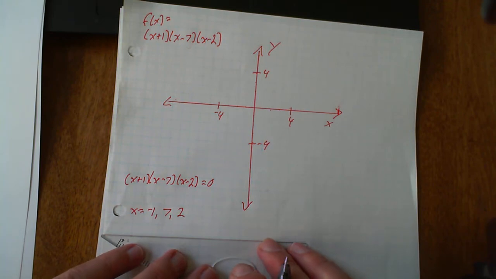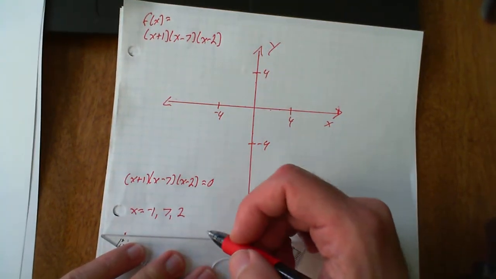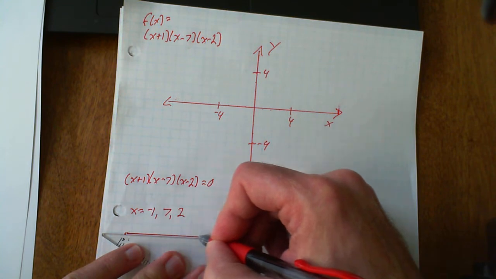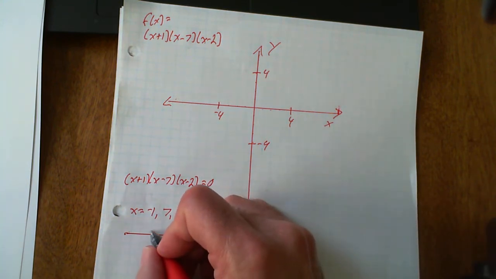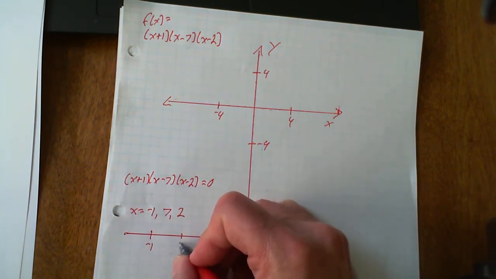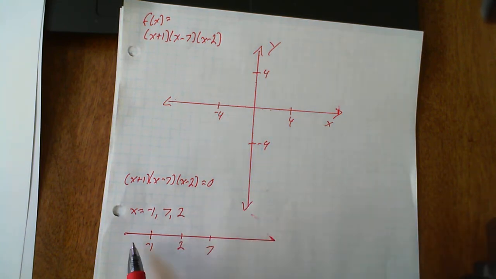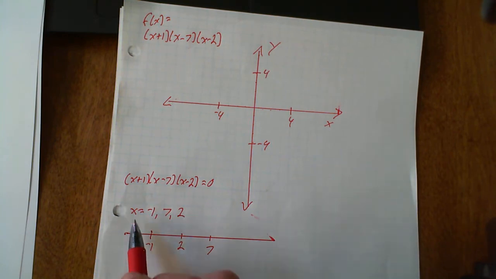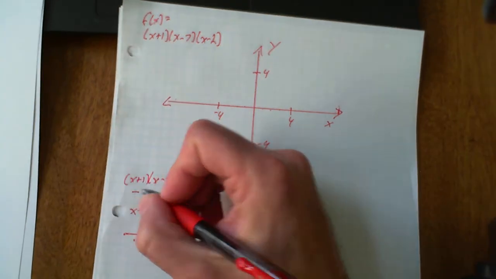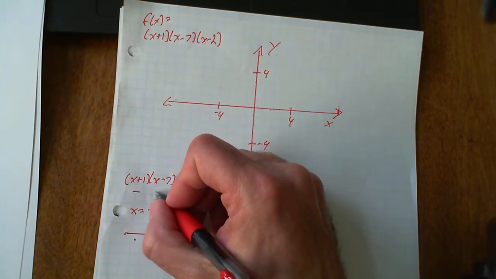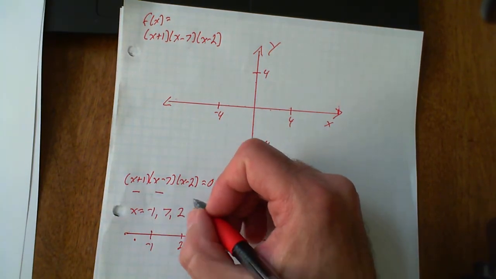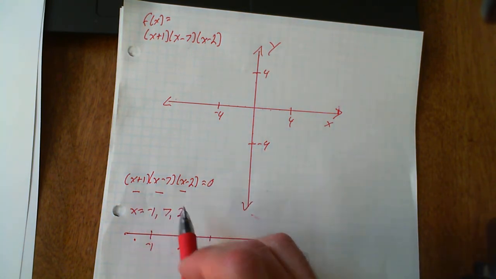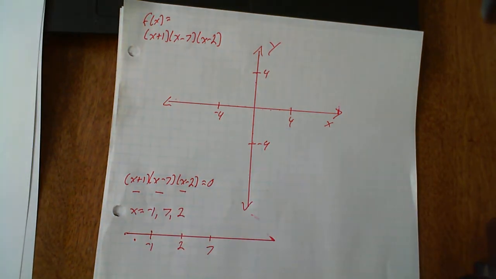Step 4, test the boundaries. So here we go. What are my zeros? I got negative 1, I got 2, I got 7. Let's plug in negative 1,000,000 for my x. Negative 1,000,000 plus 1 is negative. Negative 1,000,000 minus 7 is negative. Negative 1,000,000 minus 2 is negative. I got 3 negatives, which is odd. 3 negatives make a negative.